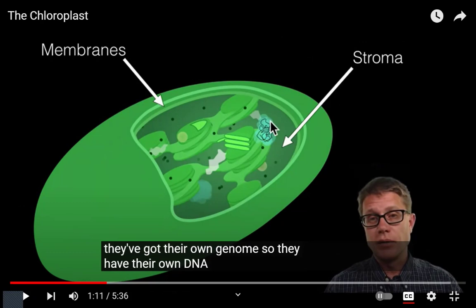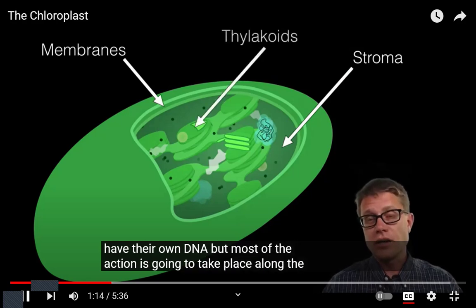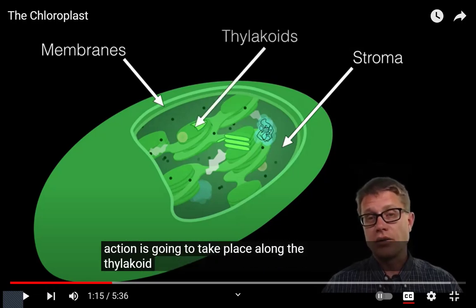Okay, there it goes. They have their own DNA. They have their own, somehow, brain. That's why they could basically move around on their own, depending on the conditions. Okay. But most of the action is going to take place along the thylakoids.